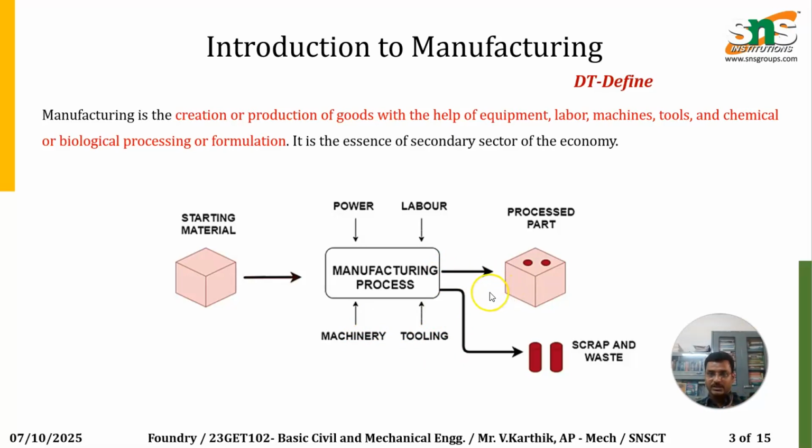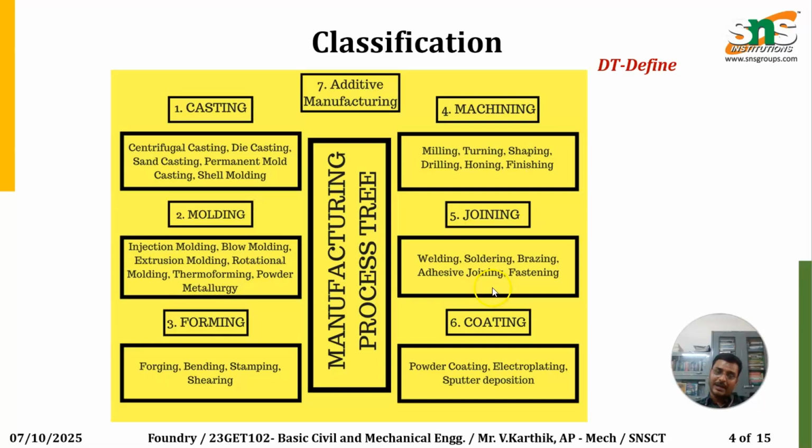This is about manufacturing. We have types of manufacturing, where the first one is casting, the second one is molding, forming, additive manufacturing, machining, joining, and then coating. Casting is nothing but we pour the material into the mold and make a component. Molding includes injection molding, blow molding, extrusion molding, rotational molding, and then powder metallurgy. You have different types of forming: forging, bending, stamping, shearing.